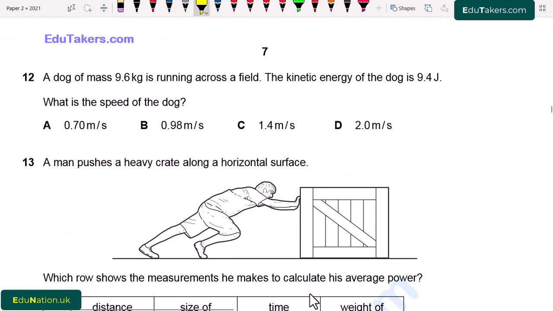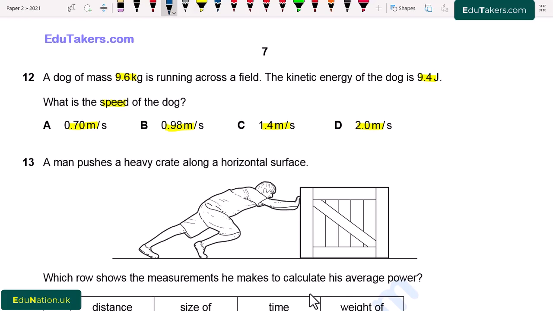Question number 12. A dog of mass 9.6 kg is running across a field. The kinetic energy of the dog is 9.4 joule. What is the speed of the dog? So here we have to find out the value of the speed. Option A 0.70 meter per second, B 0.98 meter per second, C 1.4 meter per second, D 2.0 meter per second. So here kinetic energy is equal to half mv square.